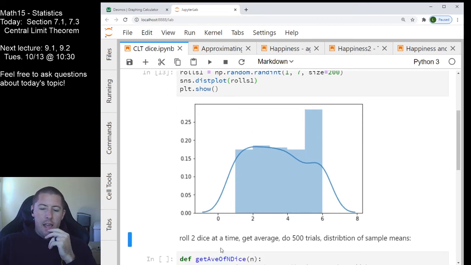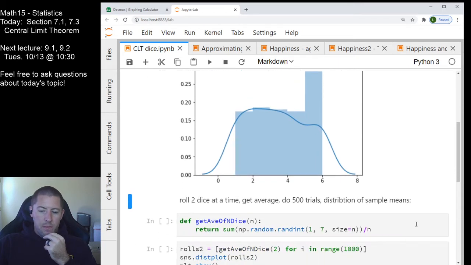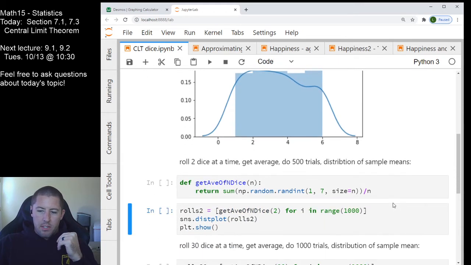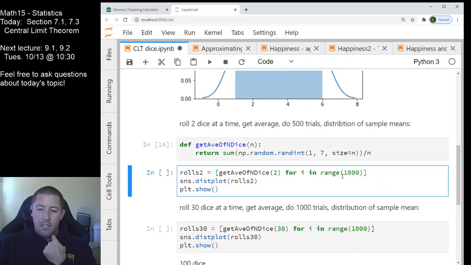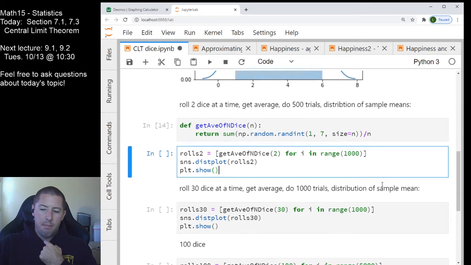Now let's move on. Now we're going to roll two dice at a time and get their average roll. And we're going to roll this a whole bunch of times, right? So I'm going to write a function here that rolls the six-sided die n times and then divides by n. This is going to get the average roll of n dice per roll. Now what I'm going to do is roll two dice, get the average of two dice 1,000 times, and plot this.